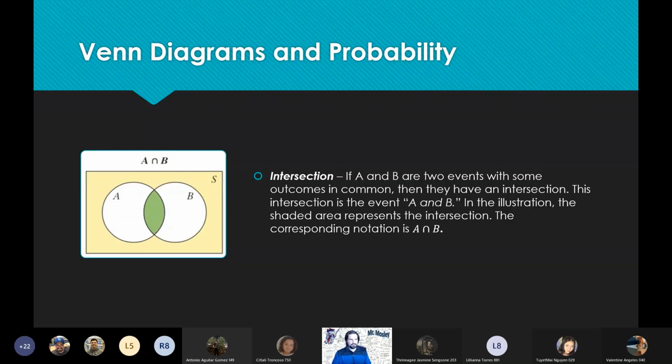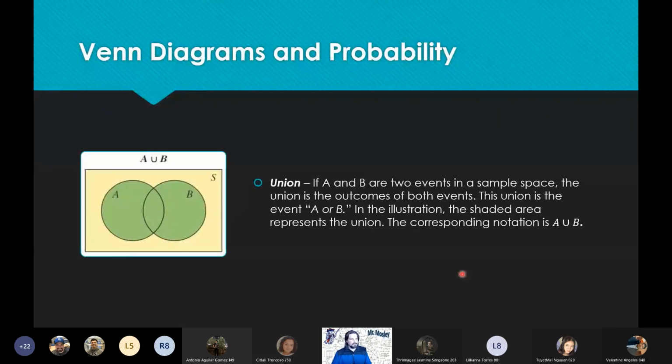Next, the last new term here is union. If A and B are two events in a sample space, the union is the outcomes of both events. This union is the event A or B. Right, so in here, everything within A and B is part of the union. In the illustration, the shaded area represents the union. The corresponding notation is A union B, or we can read it as A or B.